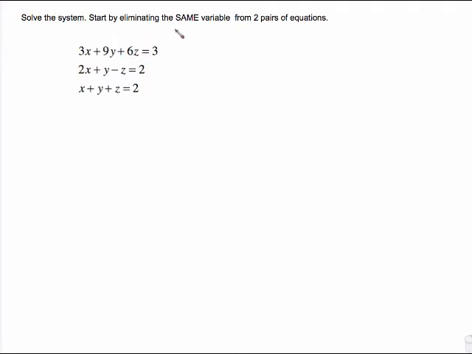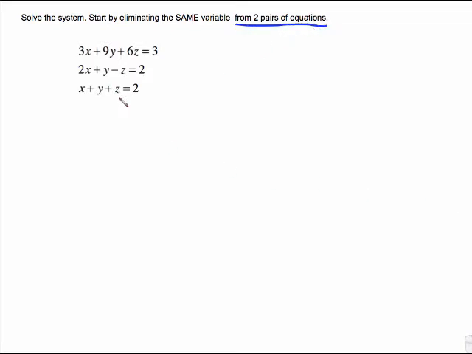So you want to start by eliminating the same variable from two pairs of equations. This can become a nightmare if you make a silly little sign or arithmetic mistake, or if you copy it wrong. So once you copy this on your paper, double check that you've copied it correctly, because one little sign boo-boo is going to make a big difference in your solution. You can eliminate x, you can eliminate y, you can eliminate z, but whatever you choose to eliminate has got to go from two pairs of equations.